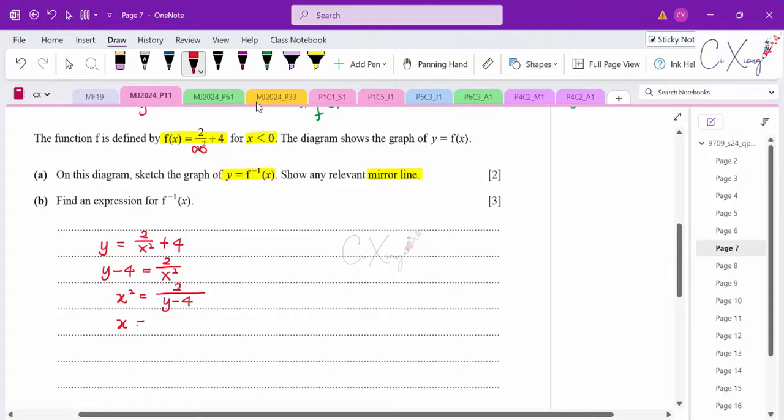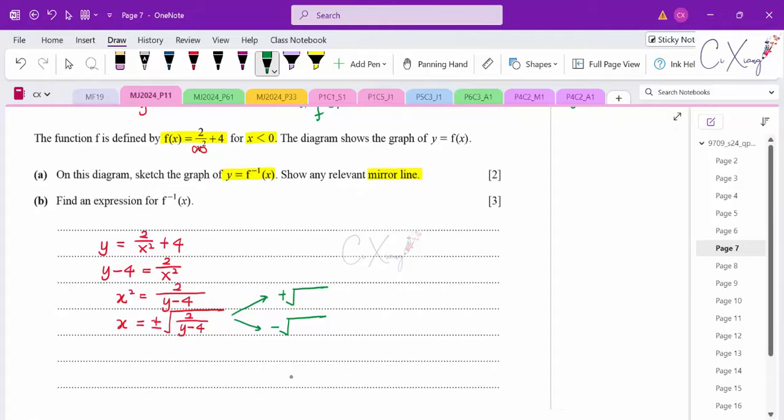For x, I need to take the square root. When I take the square root, I need to consider the plus and minus sign. Right, so here it tells us that we are having two possible answers. One is the positive square root of something, another one is the negative square root of something. Okay, so which is the correct function that I should choose? So again, this is the range of the inverse function.